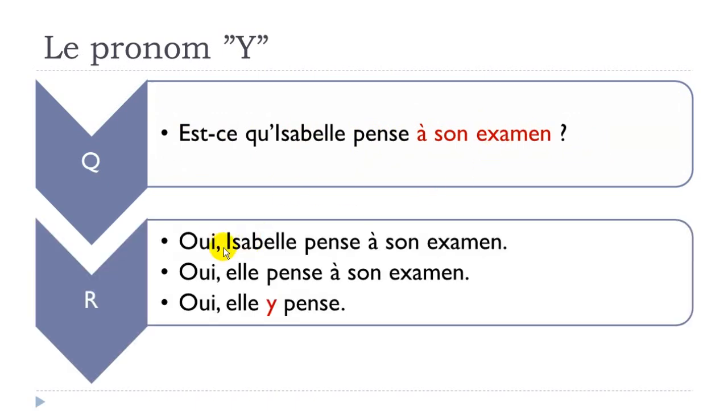First option, repeat everything. Oui, Isabelle pense à son examen. Second option, you just don't repeat Isabelle. Oui, elle pense à son examen. Third option, you don't repeat Isabelle, and same thing for à son examen. So, oui, elle y pense. All right? Same concept, remember, Y should come before the verb.